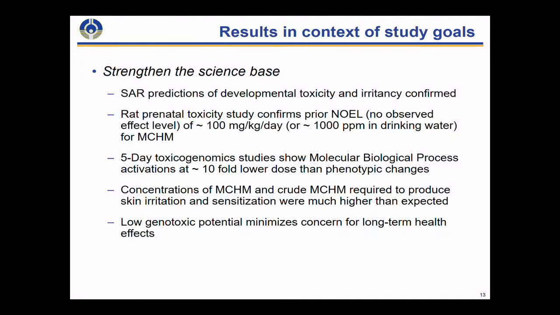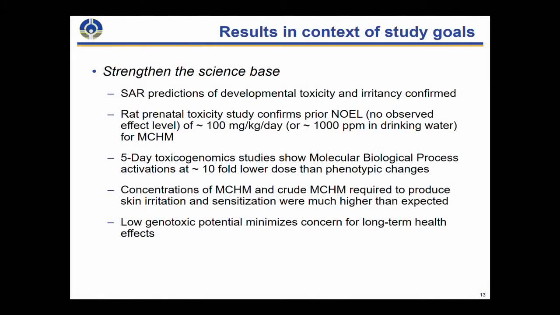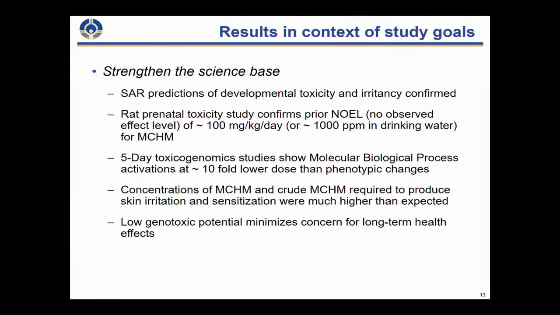In our rat prenatal toxicity studies, we came up with about the same kind of dose response for a low effect level with respect to the 28-day Eastman Chemical Company studies that were used to set the drinking water advisory level. In the 5-day toxicogenomic studies, these molecular biological processes were activated at approximately 10-fold lower doses than phenotypic changes that had been reported in other studies. We found that the materials were less irritating and less sensitizing in our animal studies than they would have appeared to have been to humans.